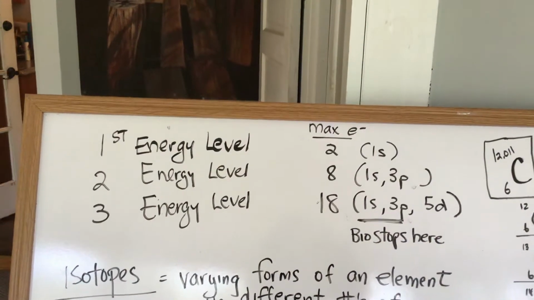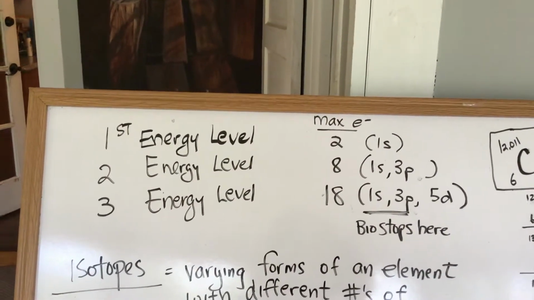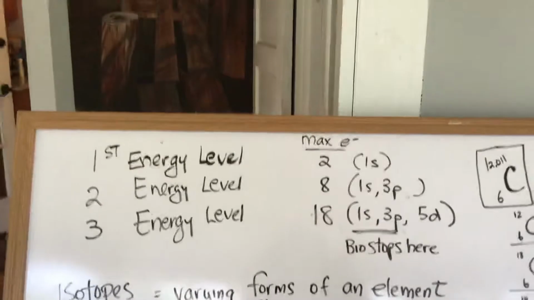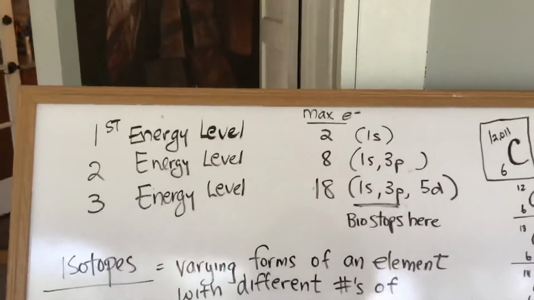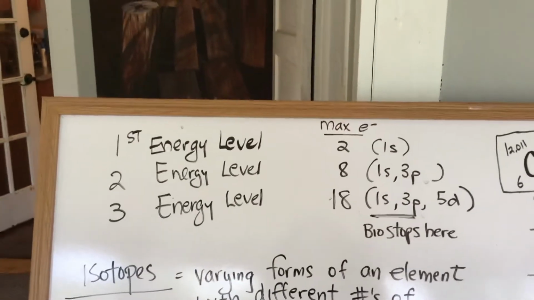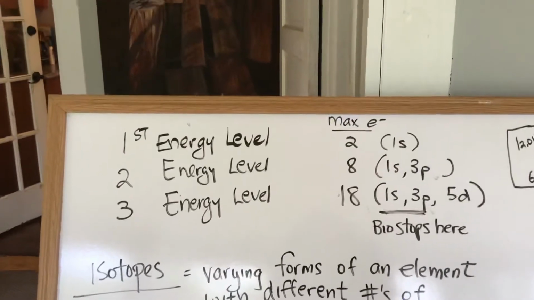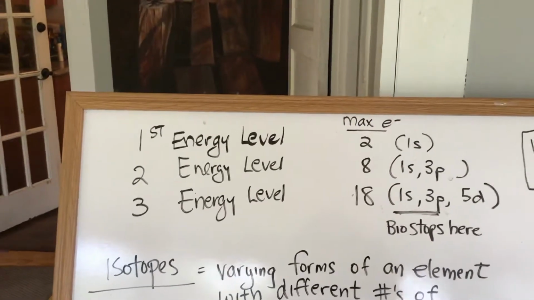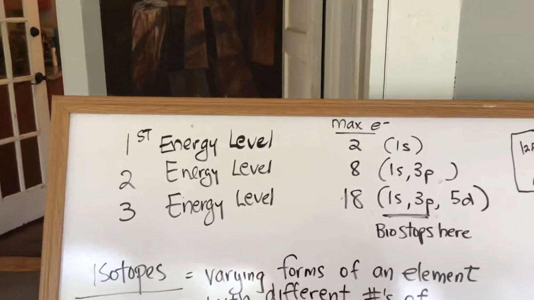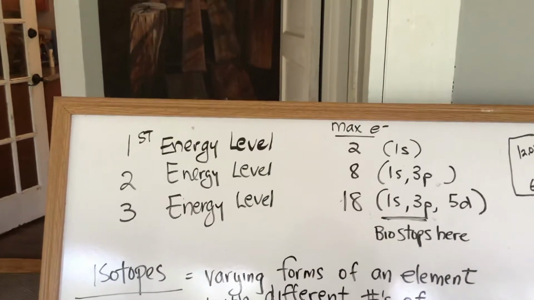Right, leading off where we talked about last time, we were talking about the energy levels. I just wanted to show you that the first energy level can have a maximum of 2 electrons. It doesn't always have 2, of course, because it depends on the number of protons. If it only had 1 proton, it would only have 1 electron.